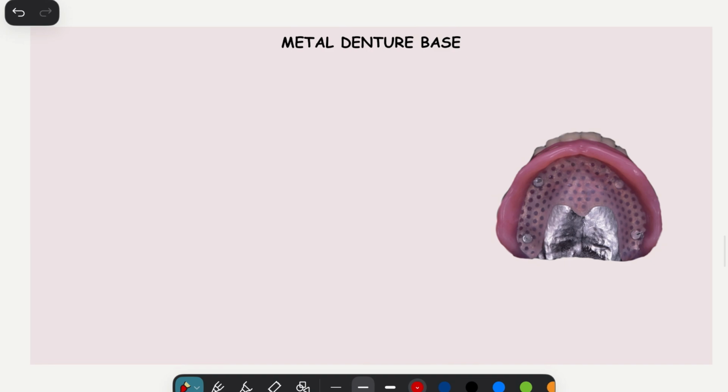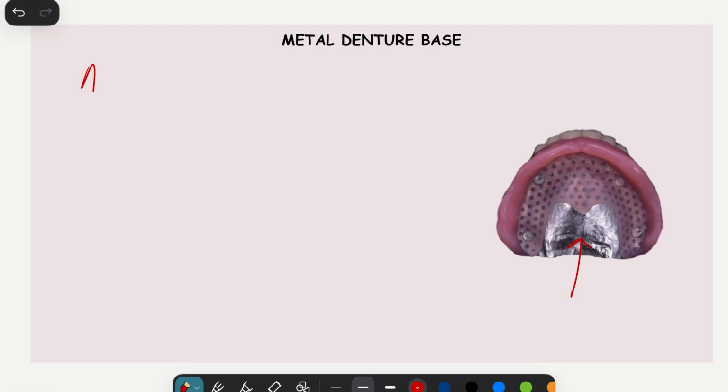So, as you can see here, there is a metal portion in the denture base. So, such dentures are called metal-based dentures. Metal-based dentures can be fabricated using gold alloys, chromium cobalt, or nickel chromium alloys. Now, the metal denture base has its own advantages and disadvantages, just like the acrylic denture bases.